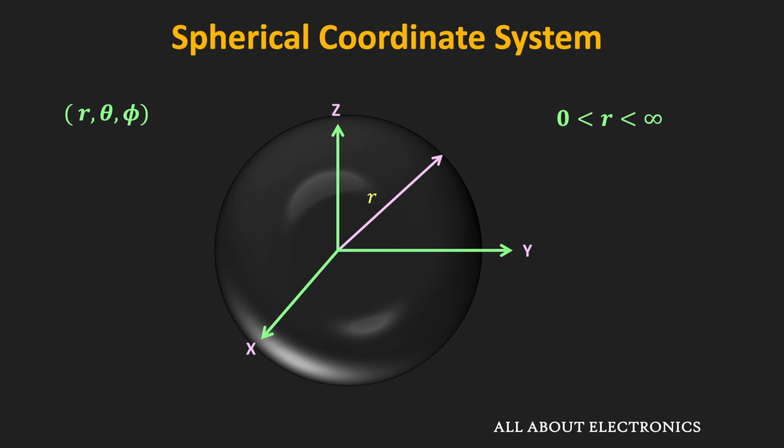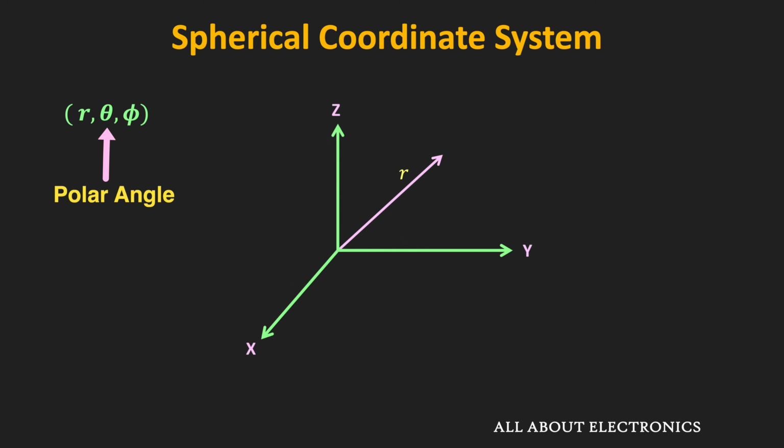Similarly, the next coordinate is the angle theta. Here, theta represents the polar angle. This theta is the angle made by this radius with the z-axis. And likewise, phi is the azimuth angle. This angle is the same as the angle that we have seen in the cylindrical coordinate system.